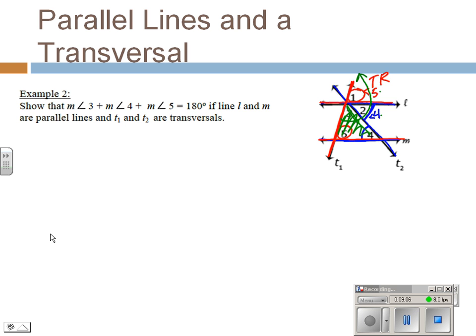So let's make sure that we answer the question. Show that the measure of angles 3, 4, and 5 equals 180 if the lines are parallel. Yes, so we did that. Let's go ahead and go on to the next problem.